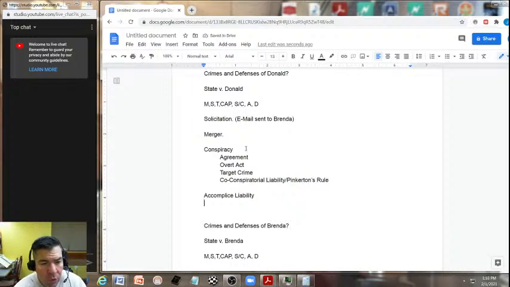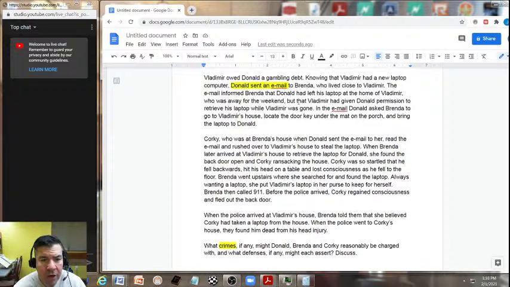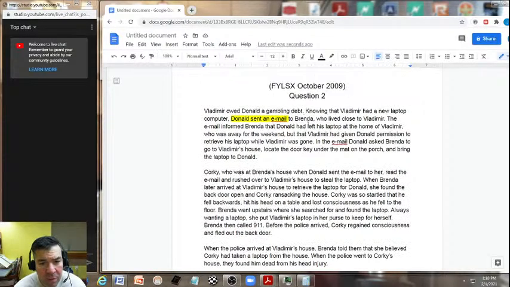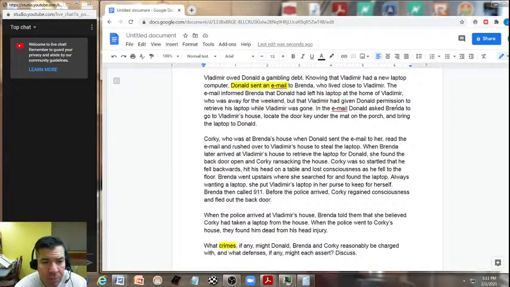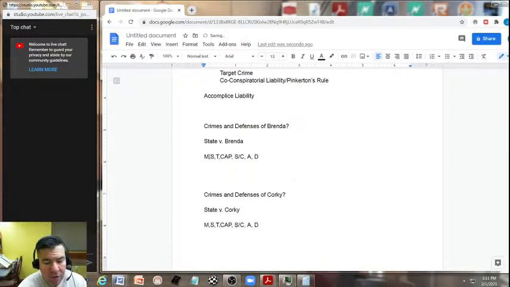Now, after having established that, and let's see, I think that's okay. Yeah. Now, here we have the email informing Brenda that Donald had left his laptop at the home of Vladimir, who was away for the weekend, but that Vladimir had given Donald permission to retrieve his laptop while Vladimir was away. In the email, Donald asked Brenda to go to Vladimir's house, locate the door key under the mat on the porch, and bring the laptop to Donald. So, talking about Brenda here, when Brenda got the email concerning the laptop, I want to make sure to throw in a conspiracy here.